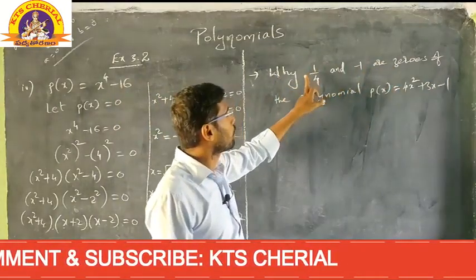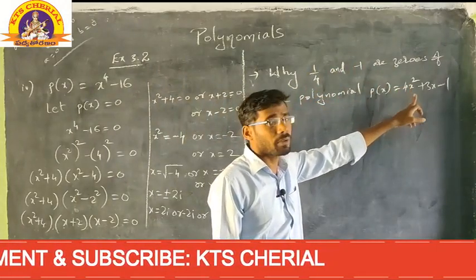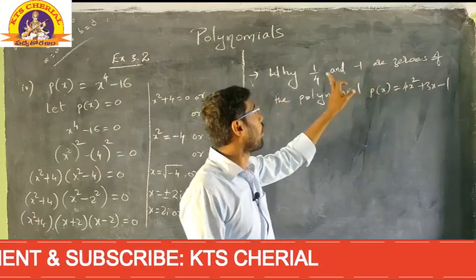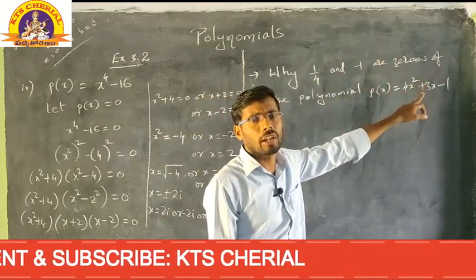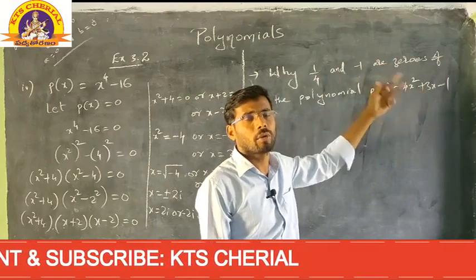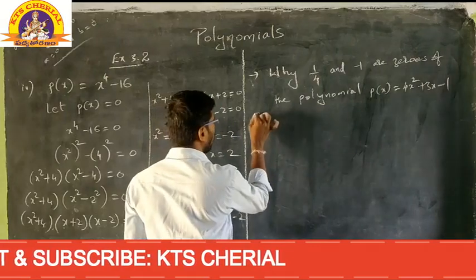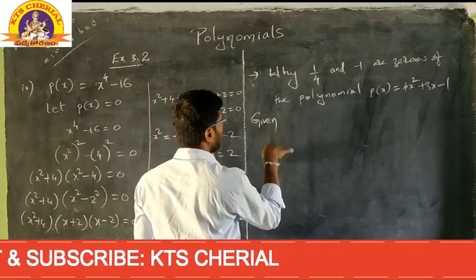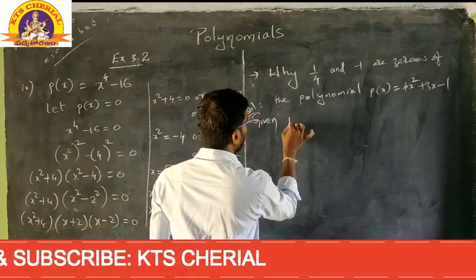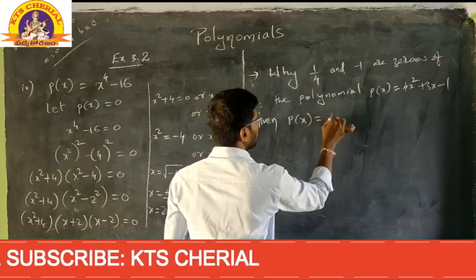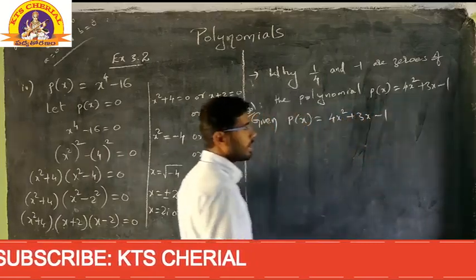It means if you substitute 1 by 4 and minus 1 in this, after substituting, if we get its value equal to 0, then we call 1 by 4 and minus 1 the zeros of the polynomial. After substituting, if we do not get its value equal to 0, then we call them not zeros of the polynomial. So what is given: p of x equals to 4x square plus 3x minus 1. Here he has given this.